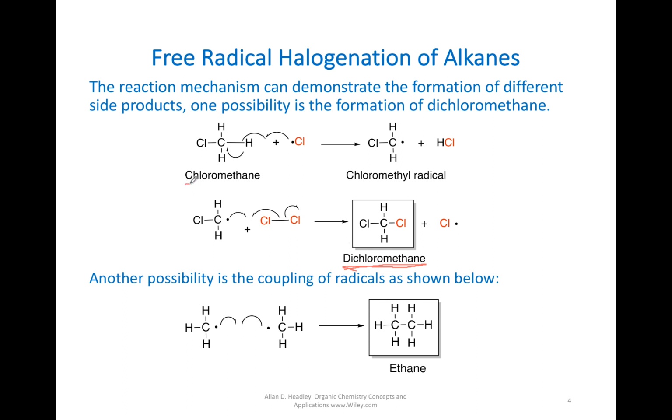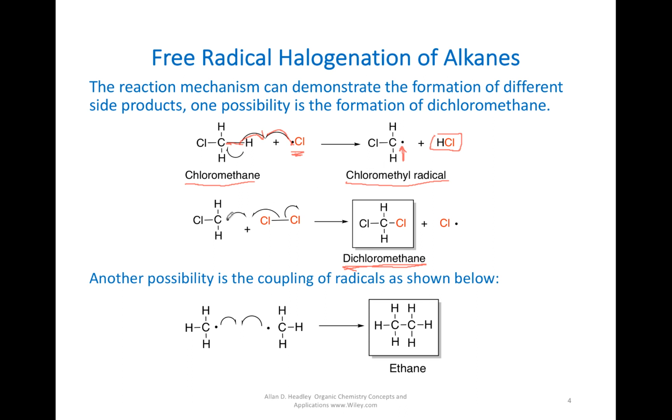If we have chloromethane that's formed from the previous reaction, we still have chlorine radicals present. It's reactive because it has 1 electron. There are 2 electrons in this bond. If 1 electron comes over to form a bond here, we can get HCl. What's left behind is a radical. In this case, it's a chloromethyl radical.